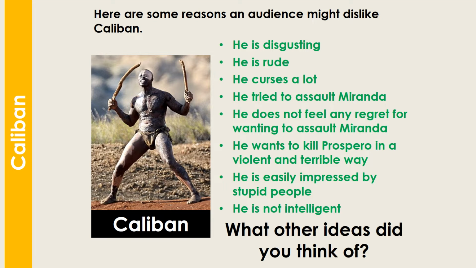So here are some reasons an audience might dislike Caliban. He's quite disgusting, he's rude, he curses a lot. He tried to assault Miranda, that's quite a big deal in this. He does not feel any regret for wanting to assault Miranda. He wants to kill Prospero in a violent and terrible way. He is easily impressed by stupid people, and he is not intelligent. So these might be some of the things an audience might feel in their dislike.